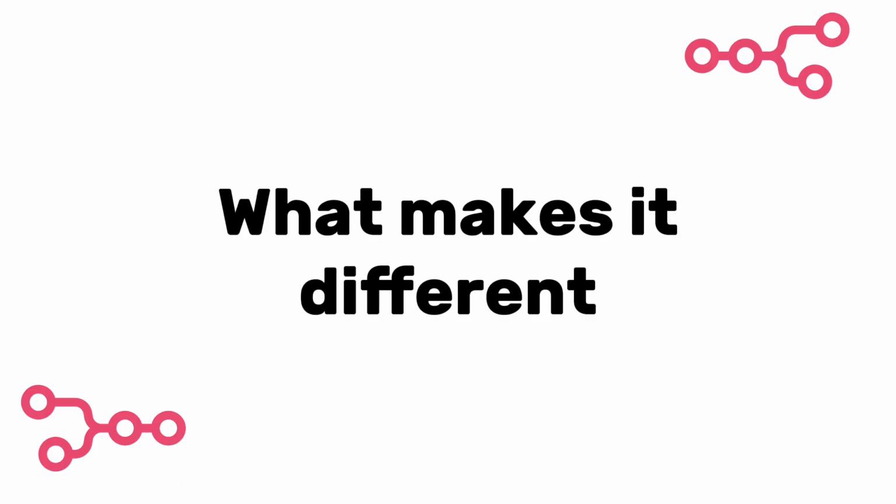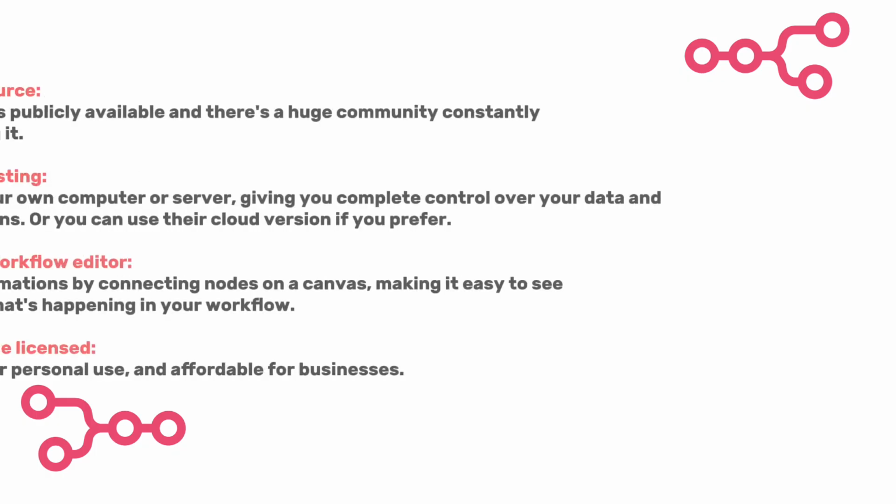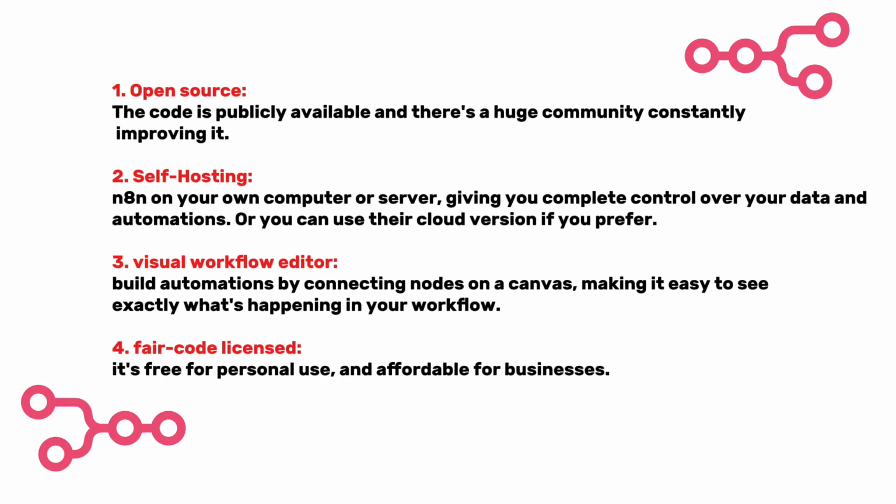Here's what makes n8n different from other automation tools. First, it is open source, which means the code is publicly available, and there is a huge community constantly improving it. Second, you can self-host it. You can run n8n on your own computer or server, giving you complete control over your data and automations. Or you can use their cloud version if you prefer. Third, it has a visual workflow editor. You build automations by connecting nodes on a canvas, making it easy to see exactly what's happening in your workflow. And fourth, it's fair code licensed, meaning it's free for personal use and affordable for businesses.